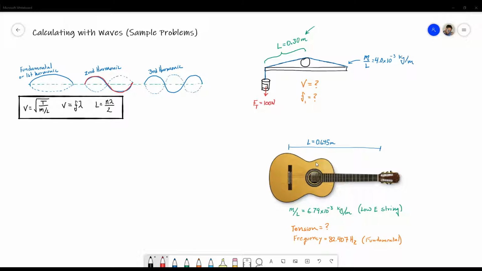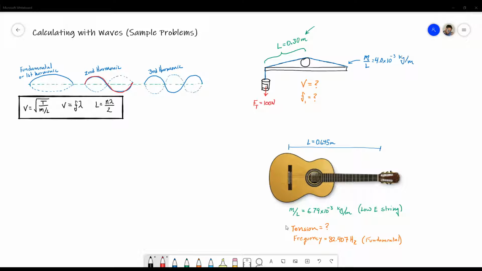So I wrote down some things that are true about a guitar. In this particular case, I've measured the length of my own guitar, and the length from the bridge, which is down here, up to the nut, which is up here, has a length of 0.645 meters, right? So that's 64.5 centimeters from the bridge itself to the nut. And that's true for all of my strings because it's straight on.